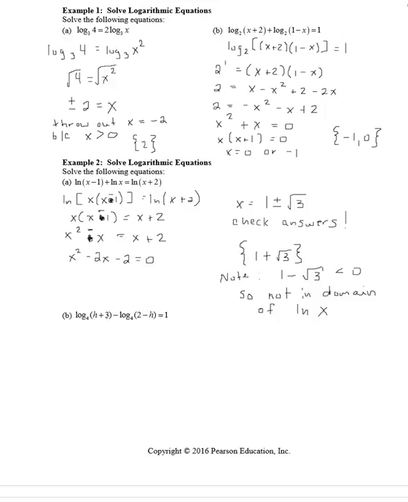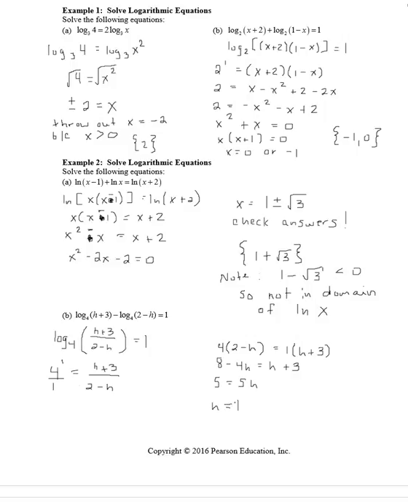Okay, on part B, since this is a difference, we need to change it to a quotient. So we have log base 4 of h plus 3 over 2 minus h is 1. Now applying the definition of logarithm, 4 to the first power is h plus 3 over 2 minus h. So essentially the 4 is over 1 and we're cross multiplying. So we have 4 times 2 minus h equals 1 times h plus 3. So 8 minus 4h equals h plus 3, which means 5 equals 5h, or h equals 1.